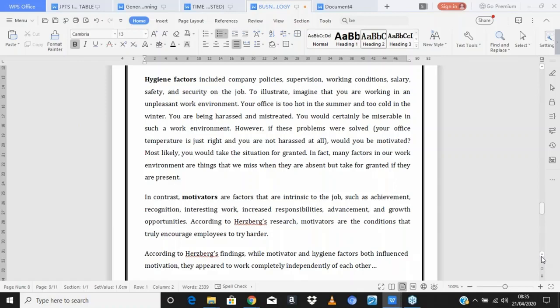Intrinsic values are those values that come from within, and extrinsic values are those values that come from what? Outside. If I give you a car right now, or as a student, your parents increase your amount of pocket money, you'll be very happy. So that is an extrinsic factor because it's physical, but an intrinsic motivator is something that comes from within.